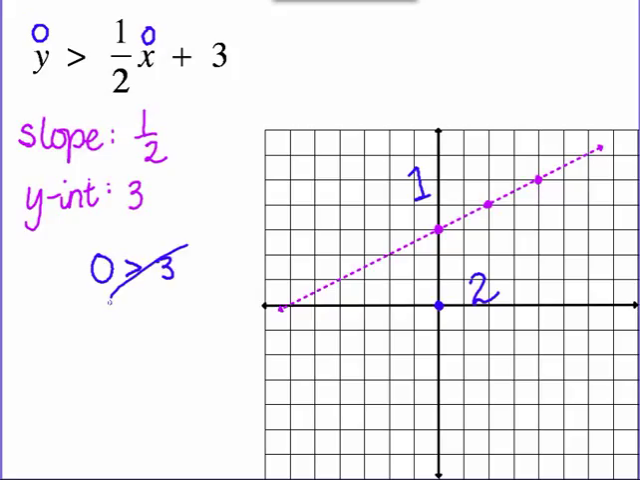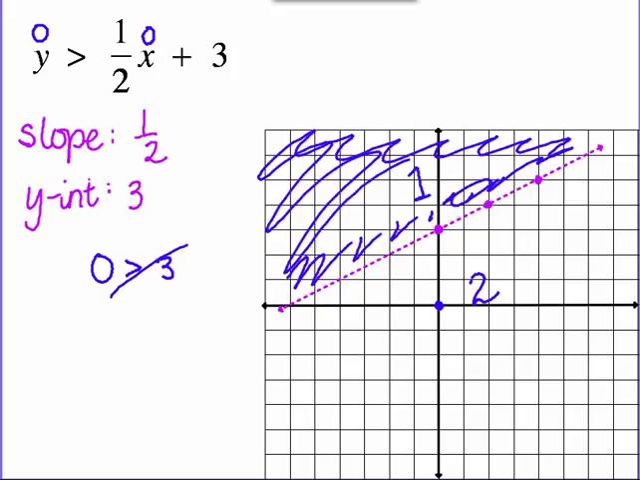No, so I don't want to shade here with the 0, 0. So which way am I going to shade? The other side. I'm going to shade region 1. Very good. So there you go. So if it's false, you shade the opposite one. If it's false, you shade the other side.